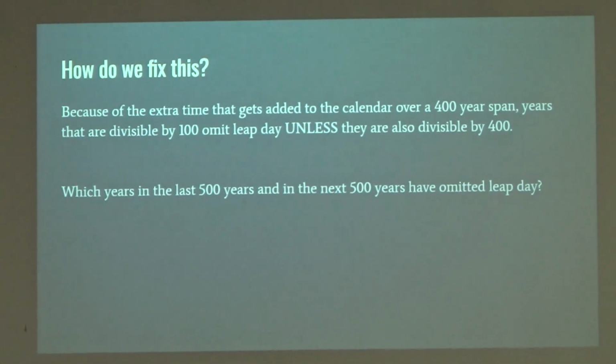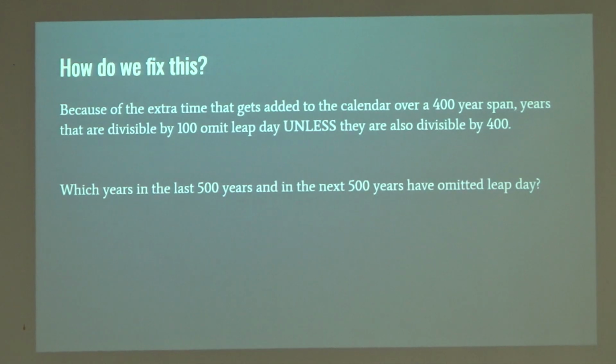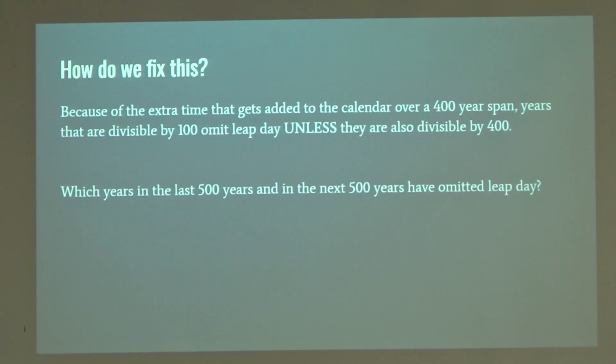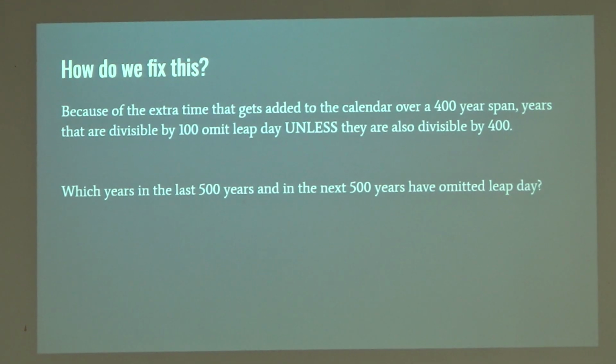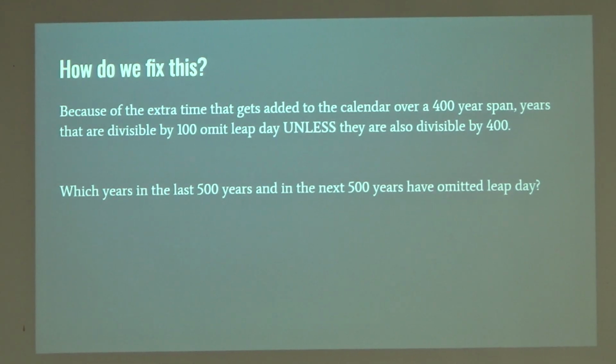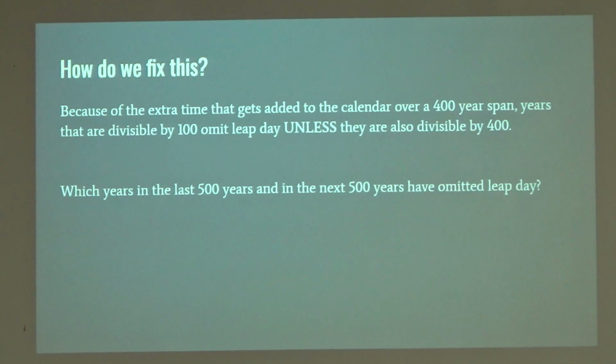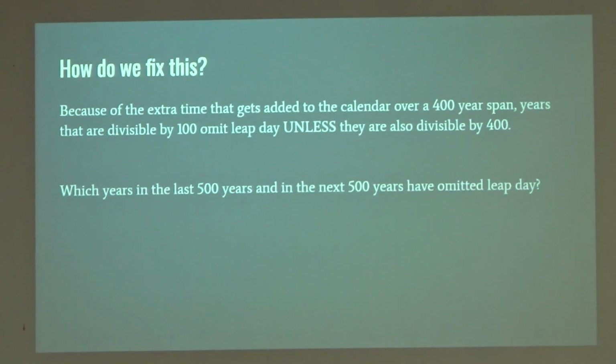So how do we remedy that? Because of the extra time that gets added over 400 years, years that are divisible by 100 will omit leap day unless they're also divisible by 400. Just a weird rule we have in our calendar. So which years in the last 500 years and in the next 500 years have omitted leap day? I think in 2000 we had leap year, right? But in 1900 you wouldn't have, in 1800, so back to 1600 would be the last time you would need to omit the leap day.